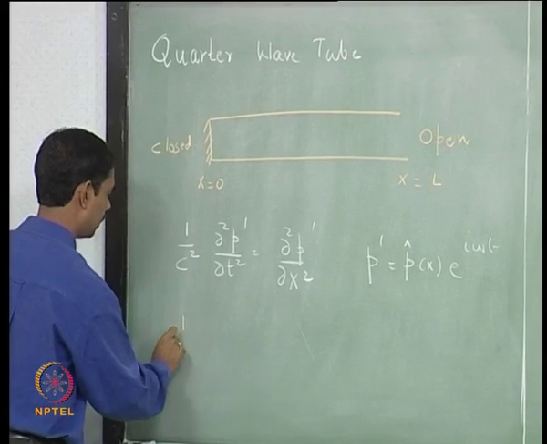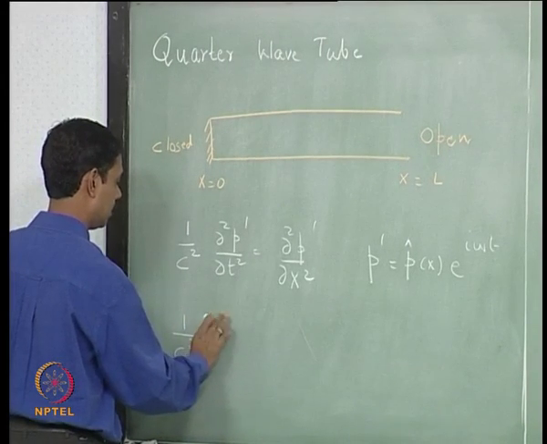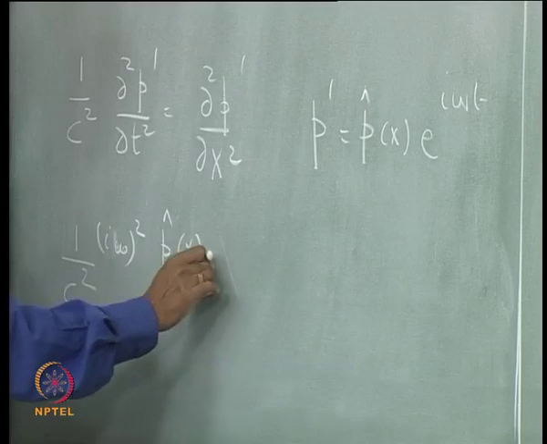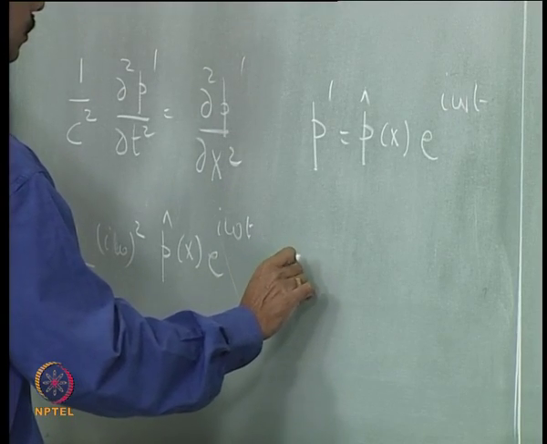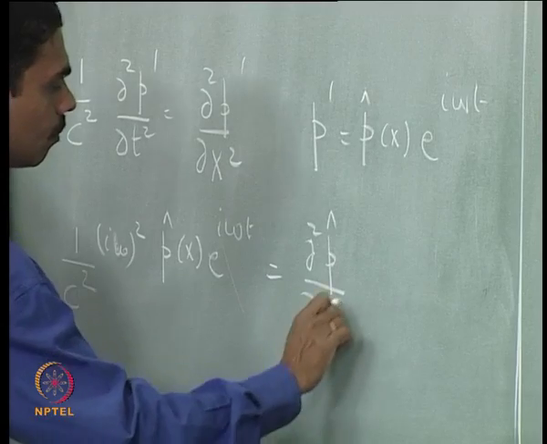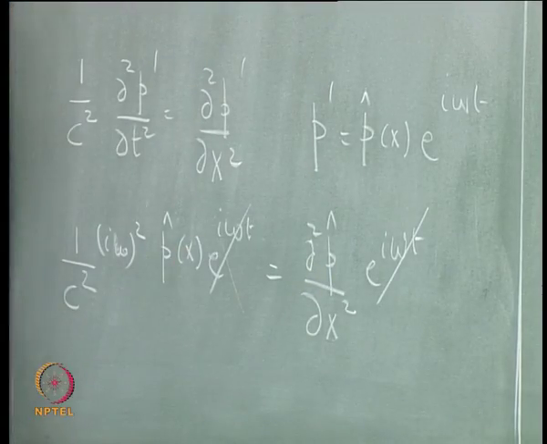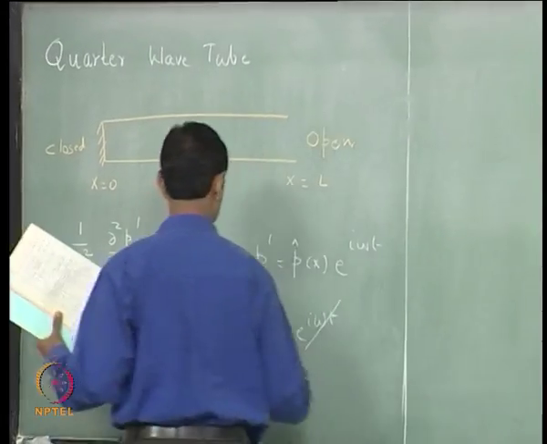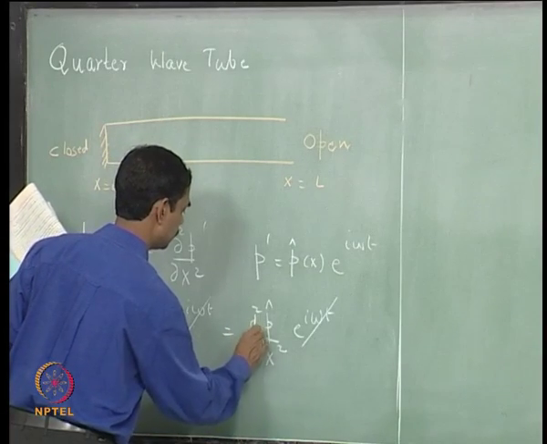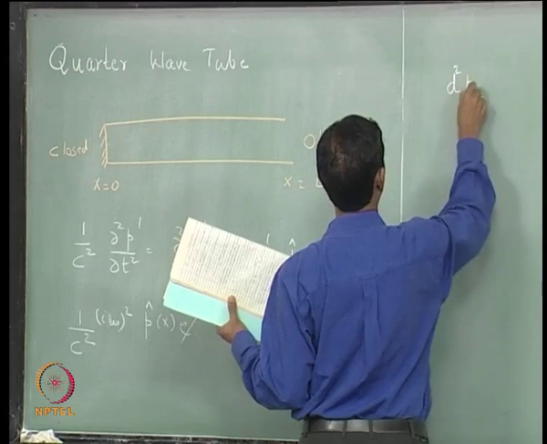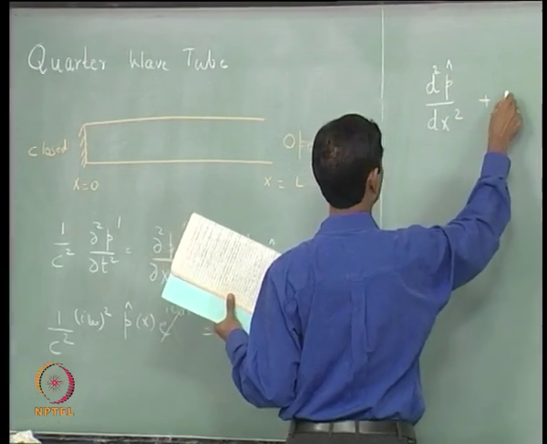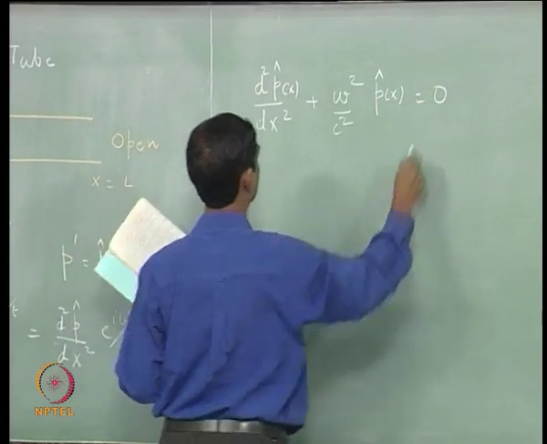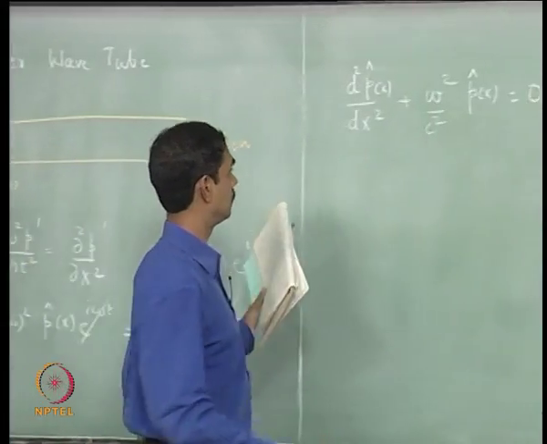So if you substitute this over here, what I would get is 1 over c squared times i omega squared. So we can cancel e power i omega t on both sides, and i squared is minus 1, so it is enough to write this as d squared because now it is a full derivative. Is this okay? Any mistakes? If there are any mistakes, please point out. This is the Helmholtz equation.